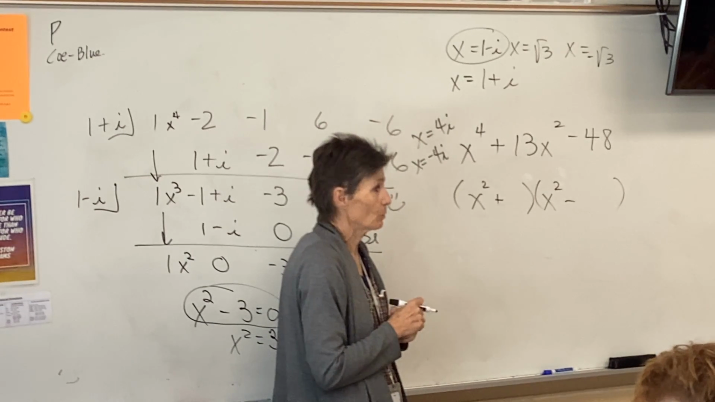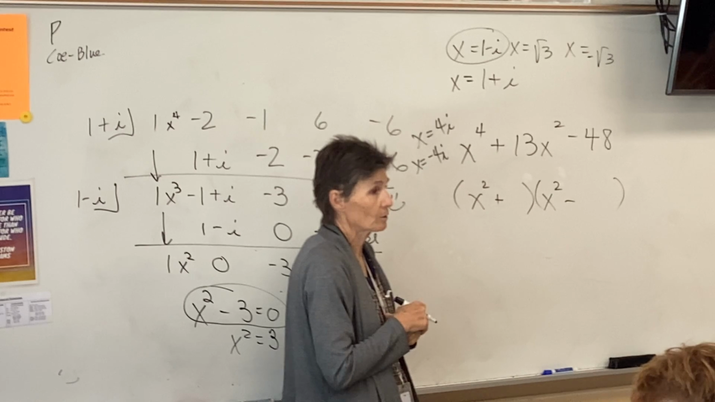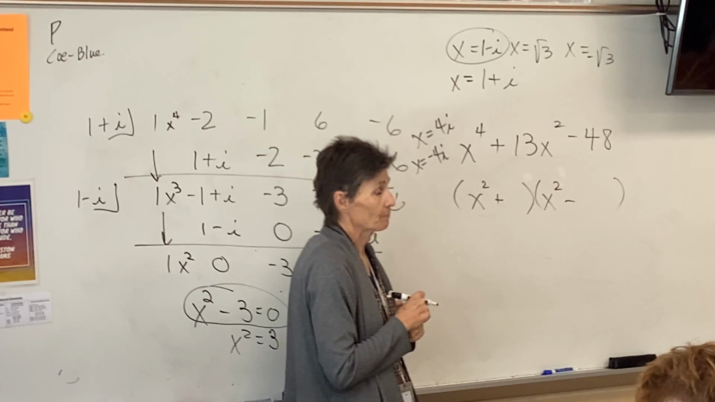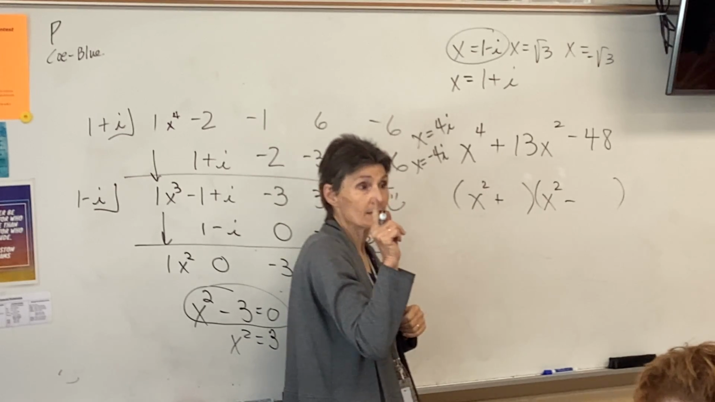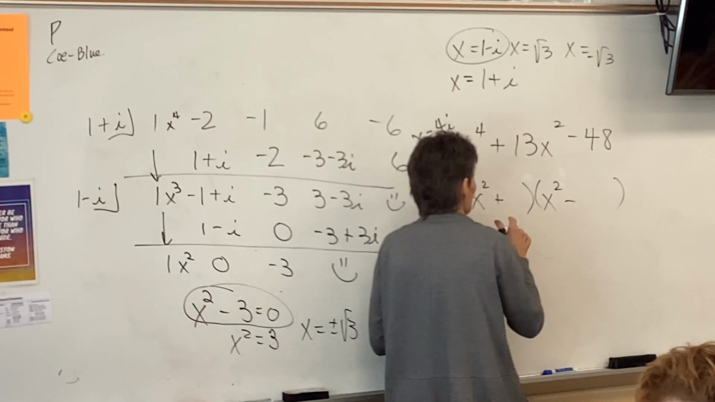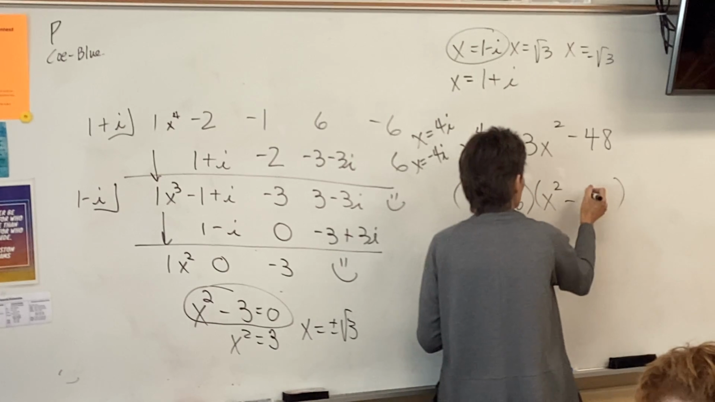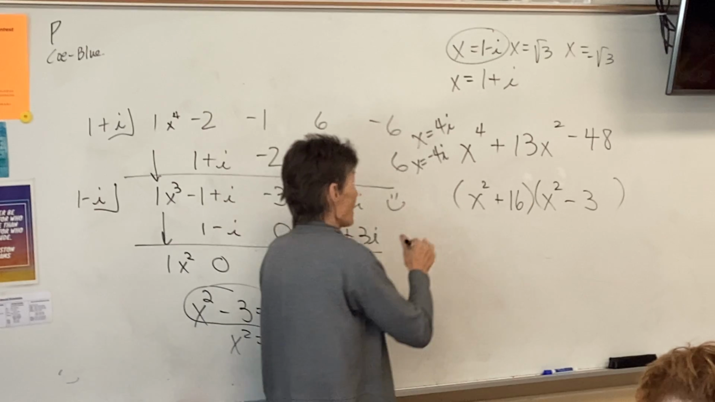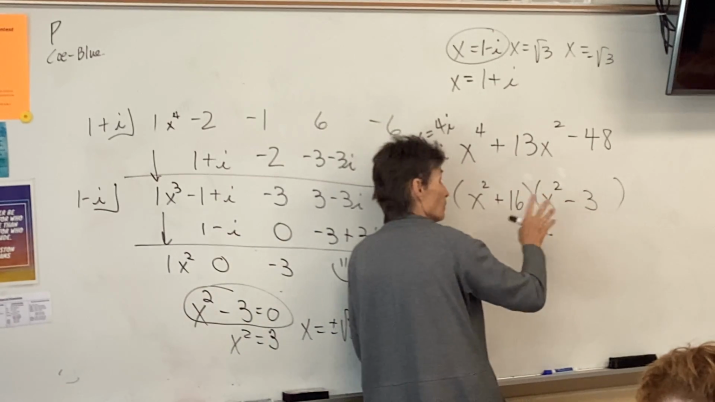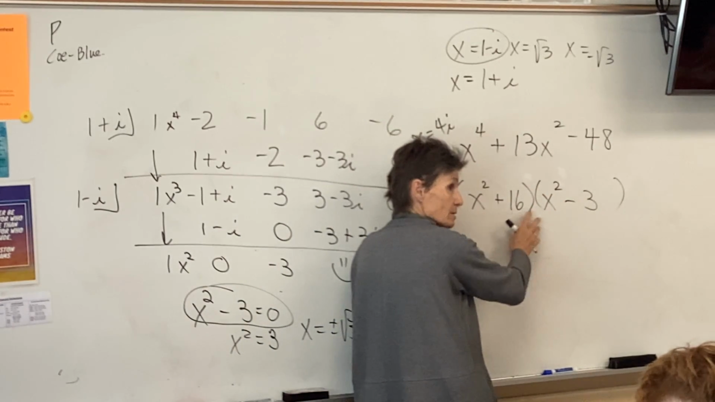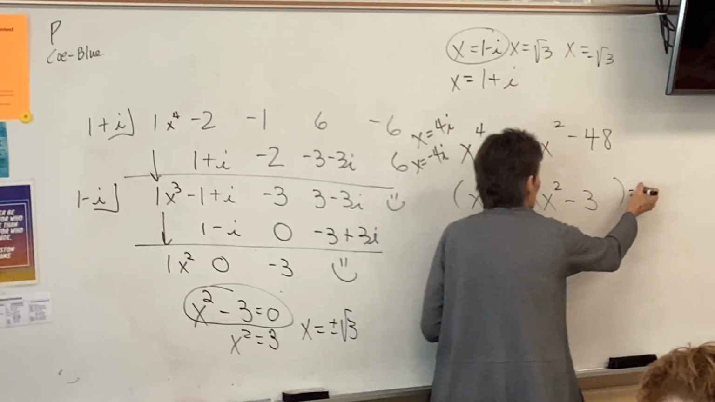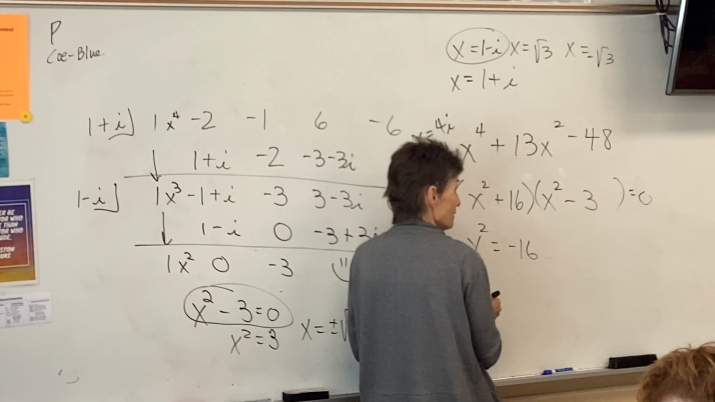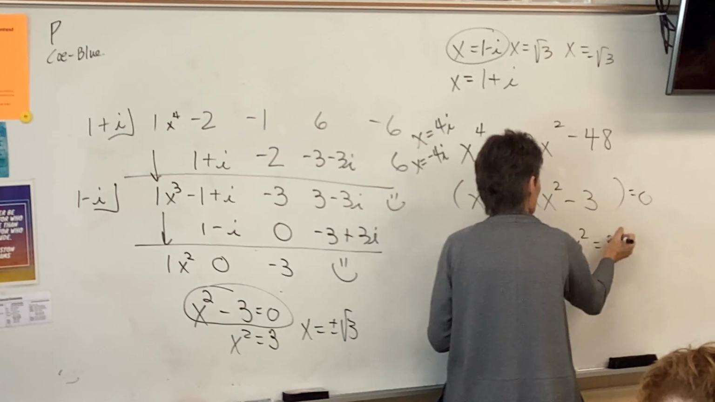6 and 8, that won't work. 12 and 4 won't work. 24 and 2 won't work. 16 and 3. So x squared plus 16, x squared minus 3. When I factor it, it'll do exactly like normal factoring, except these are x squareds. So x squared equals negative 16, or x squared equals 3.